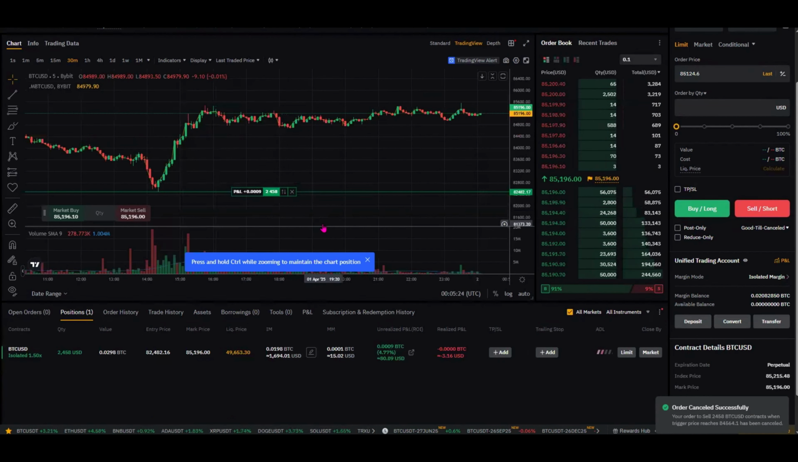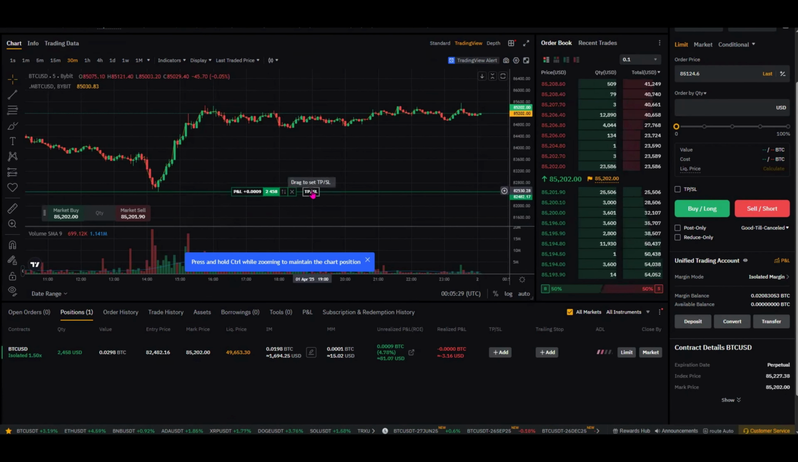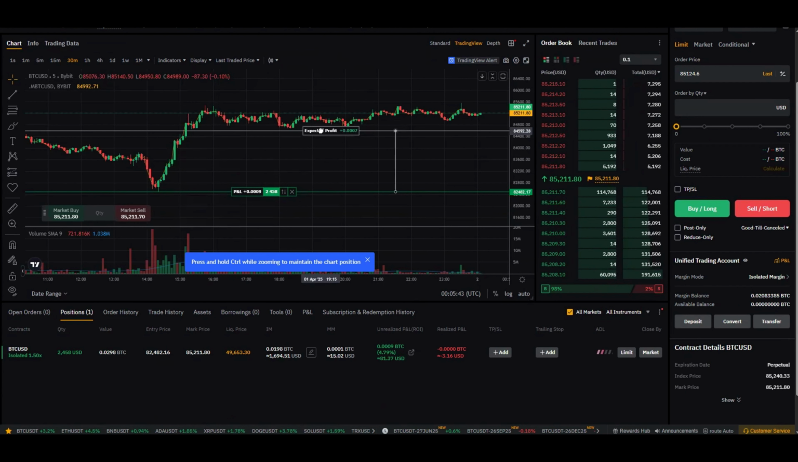That's my stop loss. And basically, once you have your order open, you just highlight it here, and it gives you a take profit and stop loss. If you drag it up there, it shows you estimated profit, 0.0012 Bitcoin, right? Estimated profit. Or you can drag your stop loss. In this case, I'm going to drag it up to basically right here.